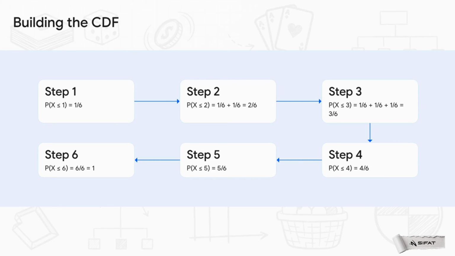The probability of rolling a 1 or less? Well, that's easy. It's just the probability of rolling a 1, which is 1/6. Now for the probability of rolling a 2 or less, we just add the probability of a 1 plus the probability of a 2, and we get 2/6. See the pattern? We just keep adding up, or accumulating, the probabilities from our PMF all the way until we get to 6, where the total probability has to be 1.